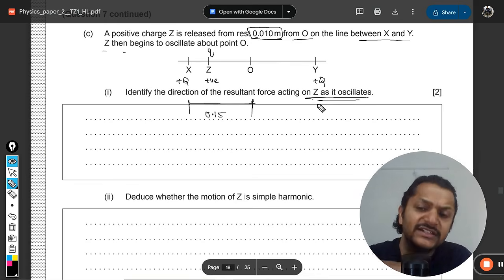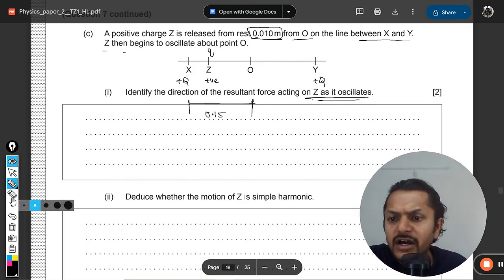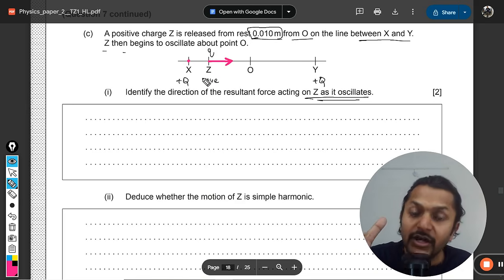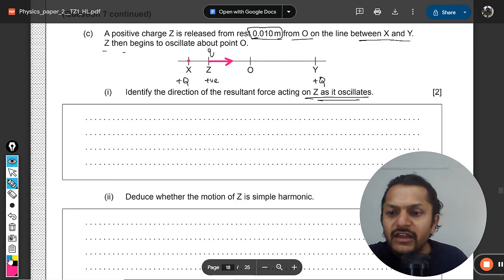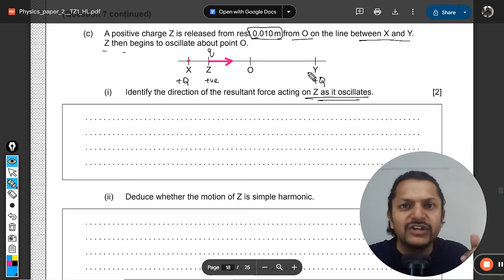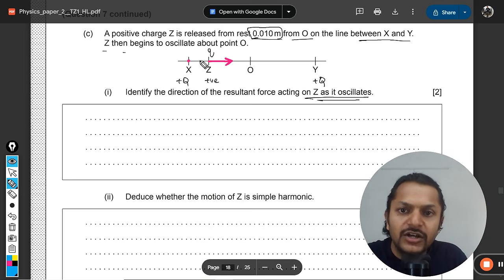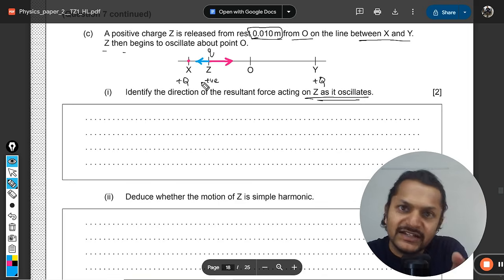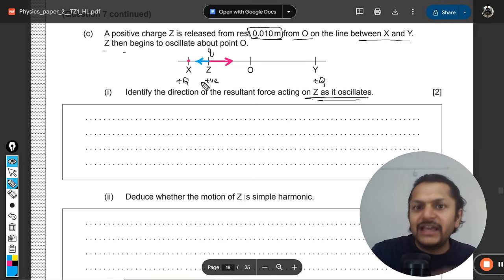So as it oscillates, what could be the value? For the resultant force, clearly this charge is going to create a force because this is also positive, so they will be repelling, and because it is very near to it, this repulsion will be bigger because the charge is near to X. Now if I talk about Y, the charge is away from Y, so Y will be repelling the positive charge, but that force will be comparatively lesser. So I can only say that it will be like this because the distance of the charge Q at Z from Y is much more.